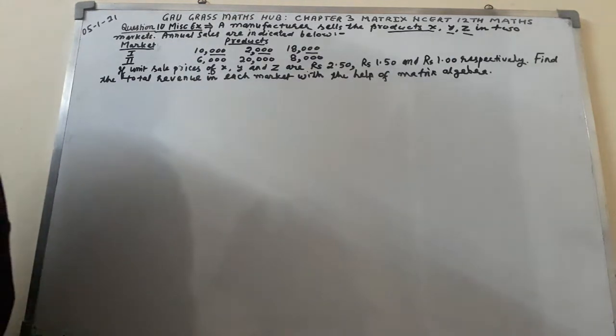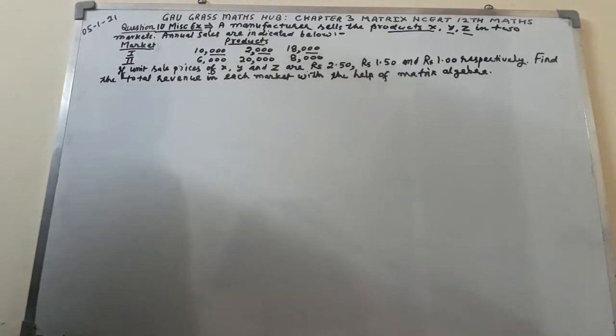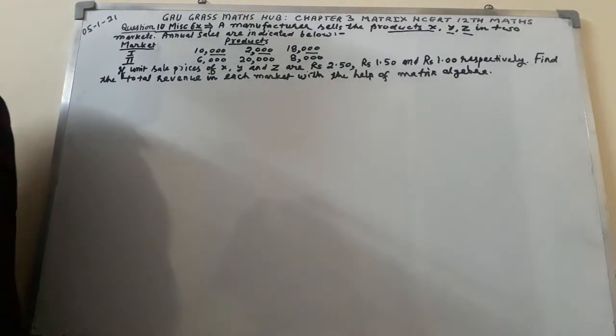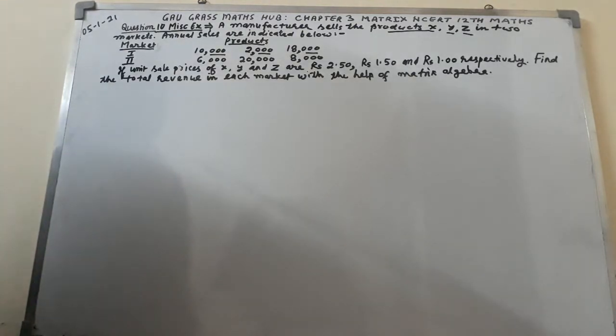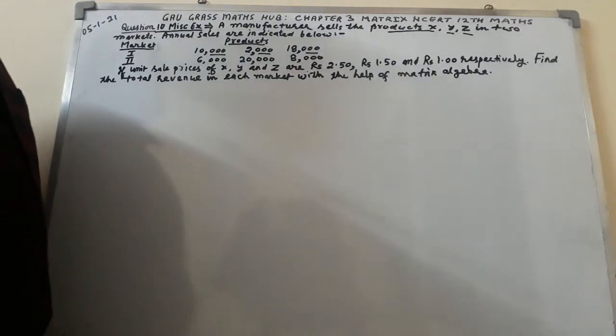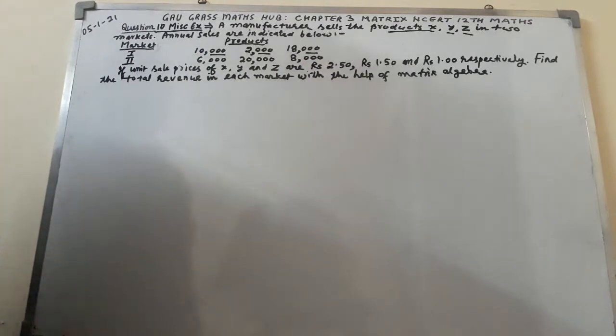I am going to explain question number 10 that has been taken from Miscellaneous Exercise, Chapter 3 Matrix, of NCERT Class 12 Mathematics. Question number 10, Miscellaneous Exercise. A manufacturer sells the products X, Y, Z in two markets. Annual sales are indicated below.